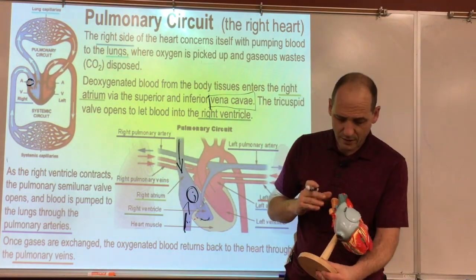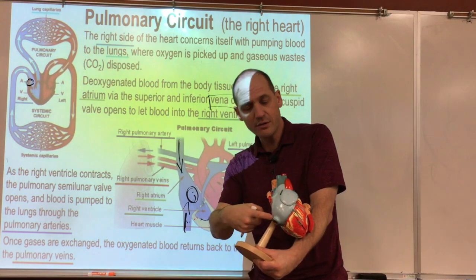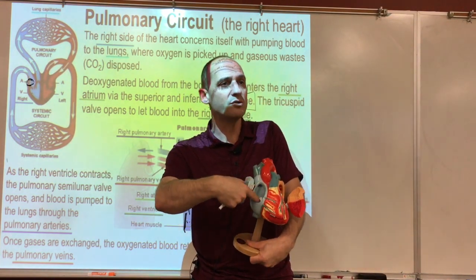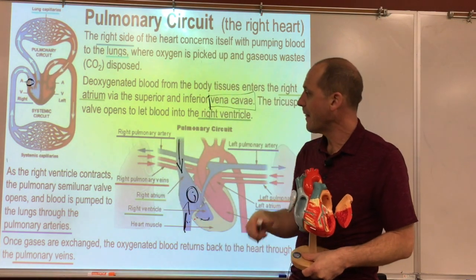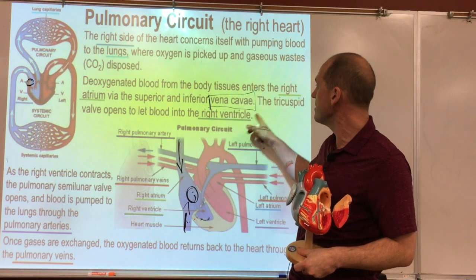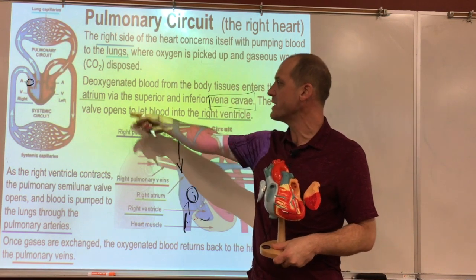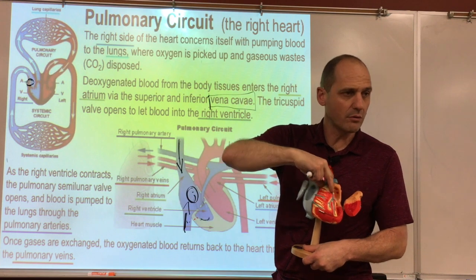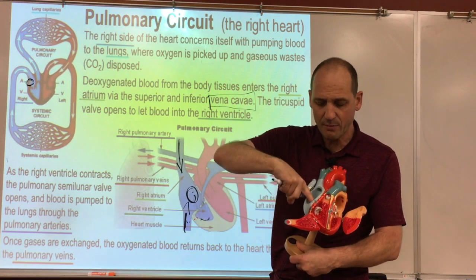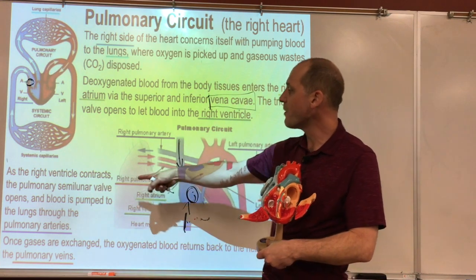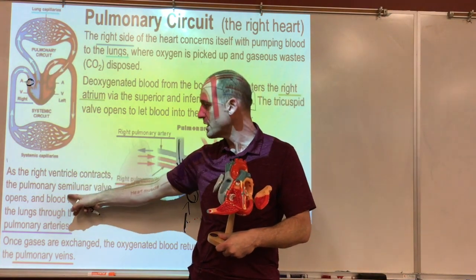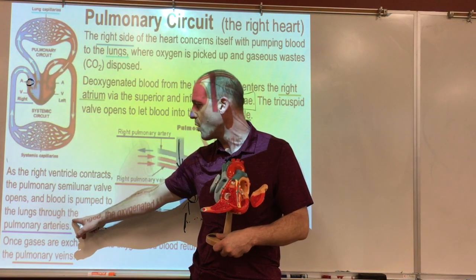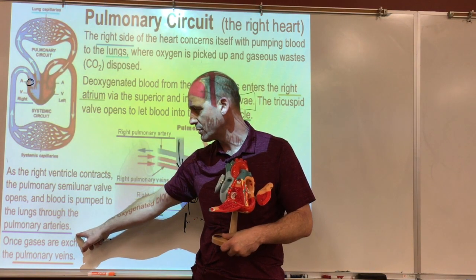On the heart model, they're right here. The inferior is right here, and the superior is right here, bringing blood into this front atrium, the chamber on the right side. And so then the tricuspid valve is open, and lets the blood into the right ventricle. So that's also what we already talked about. So from there, the blood goes to the right ventricle, and when the right ventricle contracts, the pulmonary semilunar valve opens and blood is pumped to the lungs through the pulmonary arteries.